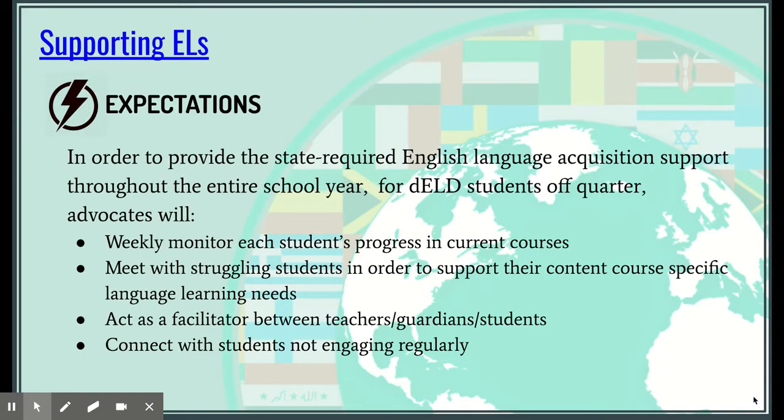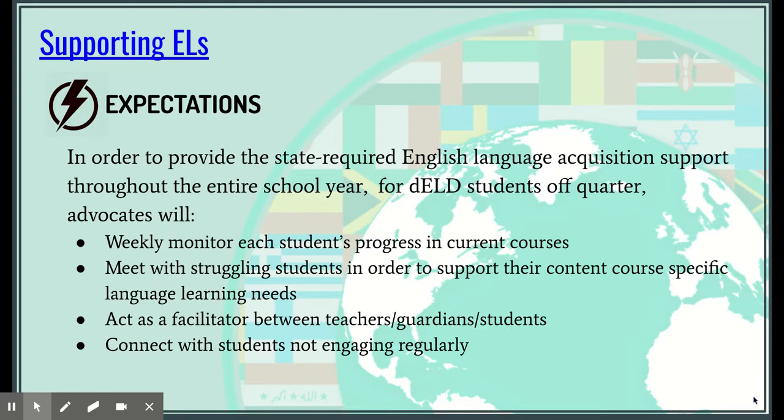Here's the expectation of what that support needs to look like. It would include, but not be limited to, weekly monitoring of each student's progress in the course. Meet with struggling students in order to support their content course specific language learning needs. Act as a facilitator between teacher, guardian, and student, and connect with students who are not engaging regularly.